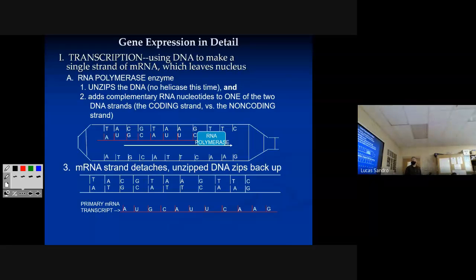So primary mRNA transcript, it's called that because it's not ready to leave the nucleus yet. We're going to need to modify that a bit before it can go, because all DNA contains junk, basically, leftover bases that shouldn't be there. And so you have to edit that primary transcript before it can leave. I think we'll leave that editing for tomorrow.